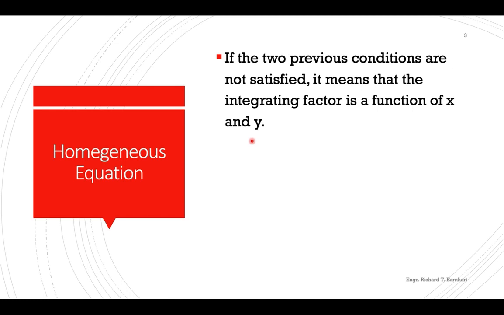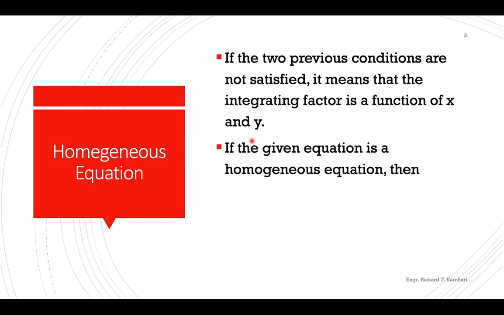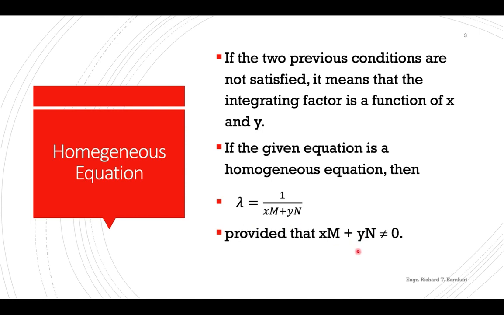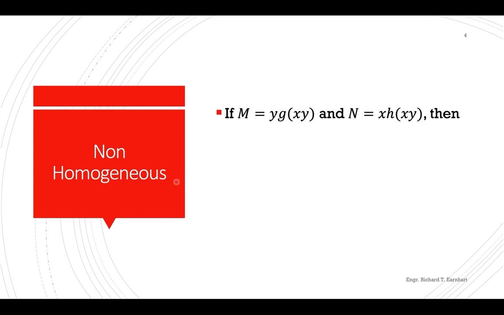So, the previous theorems are only applicable if the integrating factor is either a function of y or a function of x alone. If the given equation is a homogeneous equation, this is your integrating factor, provided that the denominator is not equal to 0. And for some non-homogeneous equation, if M can be written as y times a function of xy, and N can be expressed as x times a function of xy, then the integrating factor is 1 over xM minus yN, provided also that the denominator is not equal to 0.